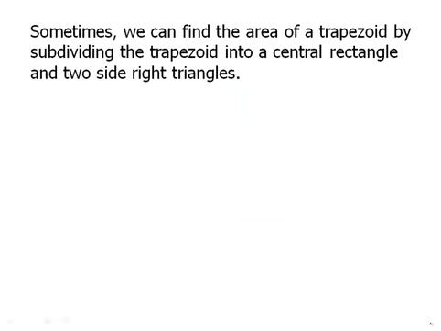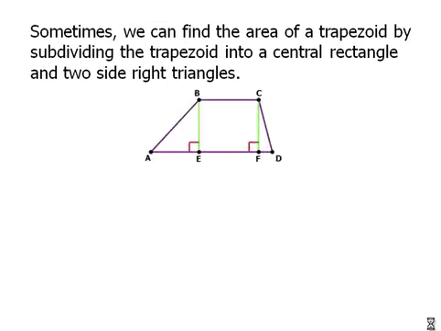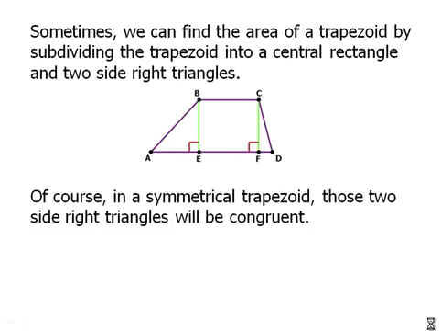Sometimes we can find the area of a trapezoid by subdividing the trapezoid into a central rectangle and two side right triangles. So this is often what the test will have us do. We can find information about those with the Pythagorean theorem, and that will allow us to solve for everything and find all the areas. And of course, if it's a symmetrical trapezoid, those two side right triangles will be congruent, which makes things even easier.